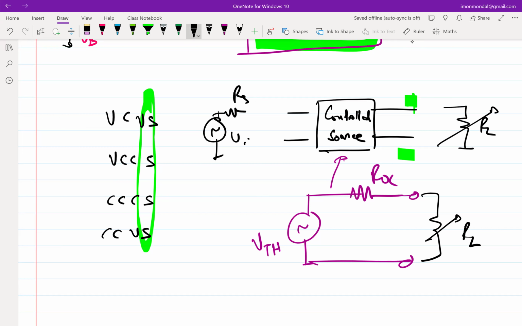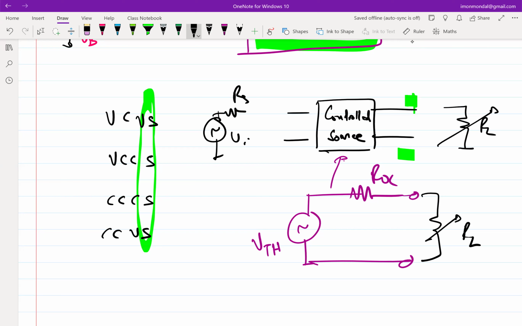If Rout is very high, then, if it has to be a voltage source, ideally Rout should be zero, right? An ideal voltage source has zero series resistance. Why is it so? If there is a resistance and you connect an RL, then the drop across that internal resistance will cause a drop in the output voltage, right? So in a voltage source, you want zero output resistance. Zero is not possible. We want the Rout to be much lesser than RL, right?